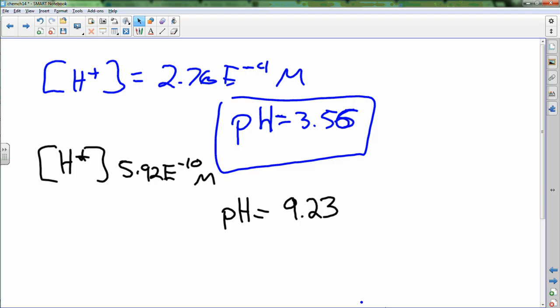You got a carrot thing in there. Yeah, if you use the E, you don't need the carrot.